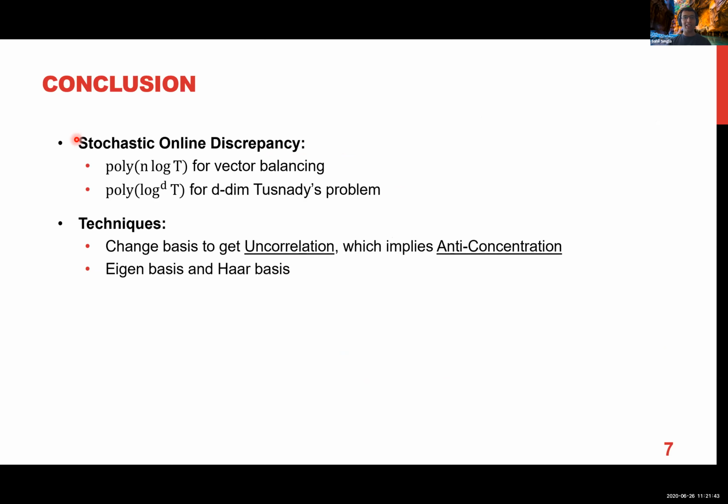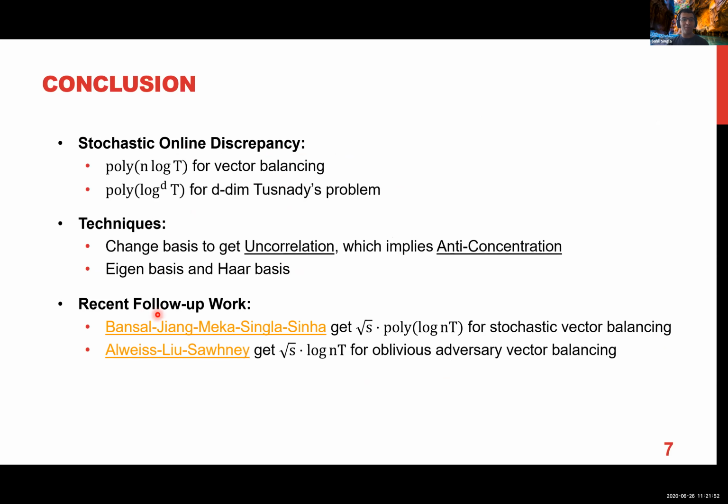Just to conclude, we have all these results for vector balancing and Tusnády's problem, d-dimensional, with the main techniques. One thing I want to comment on is that there are some very recent follow-up works. First, we extended our techniques from this work, along with Raghu Meka, to obtain square root n polylog bounds even for stochastic vector balancing. Basically, this improves the dependencies on n to square root n. And there's a very recent work which got uploaded on arXiv just yesterday, which even obtains this result in the oblivious adversary setting. That's it.